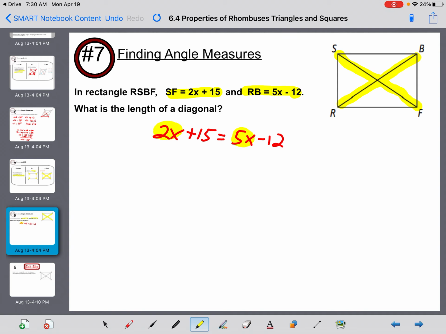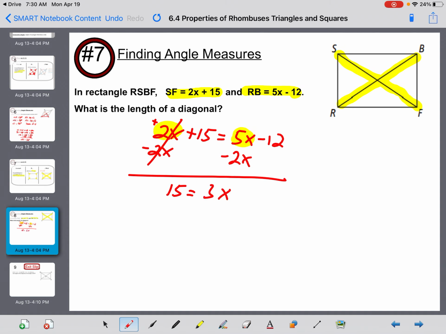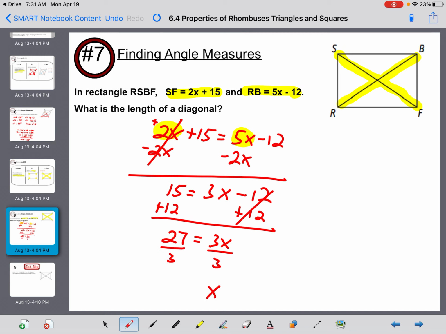You have an x on the left-hand side, an x on the right-hand side. I always suggest to move the smaller one. So this is a positive 2x. I'm going to subtract it. 15 equals 5x minus 2x, which is 3x, minus 12. We're going to add 12 to both sides, and 27 equals 3x. Divide by 3, and x equals 9.